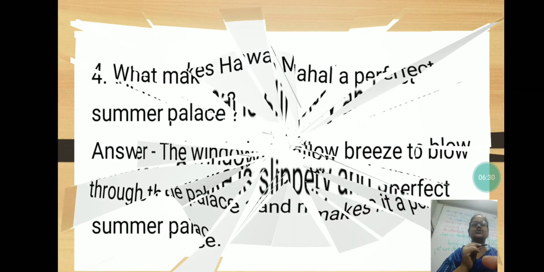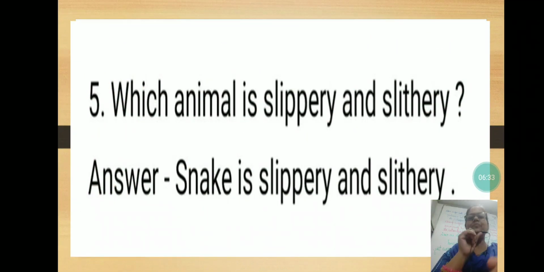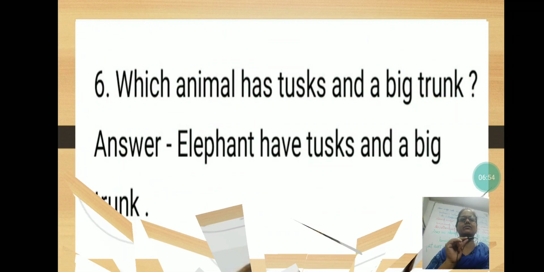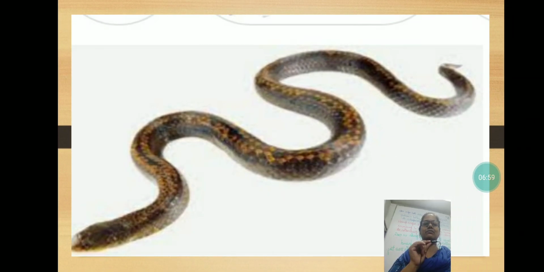Now we will go to the next question. Which animal is slippery and slithery? Slippery means which we can't hold properly, it slips from our hand. And you will see snake. Snake is a slippery and slithery animal. My dear, definitely we are scared of the snake, and we won't catch the snake by our hand. But if you catch it, you will feel that it is very slippery.